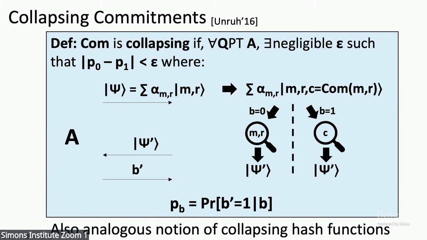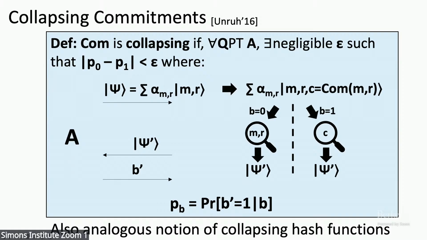The notion that everyone has kind of converged on as the right notion of a commitment is something called collapsing. A collapsing commitment is defined by the following security experiment. This is an inherently quantum experiment. So what does A do? A is going to send over a superposition of openings, a superposition of message-randomness pairs, and the challenger is going to compute the commitment corresponding to that opening.